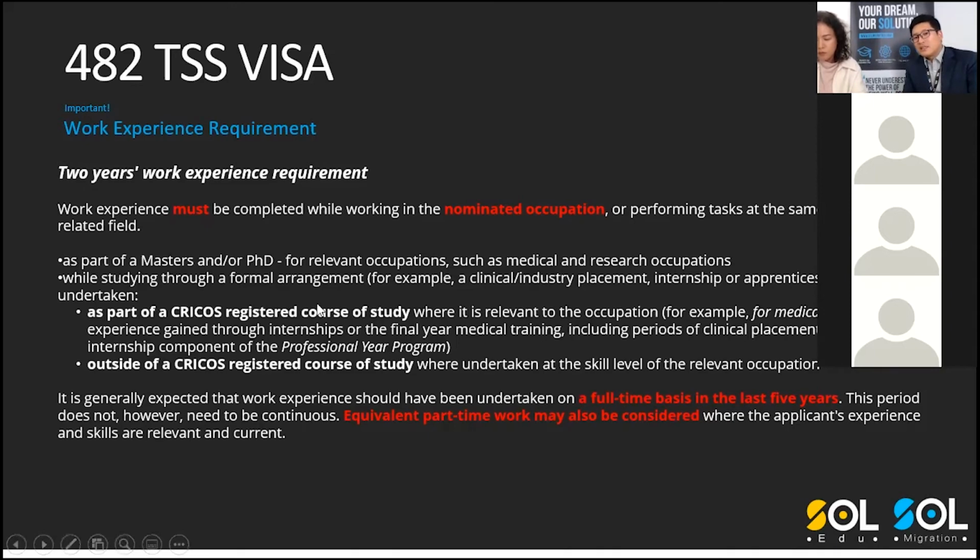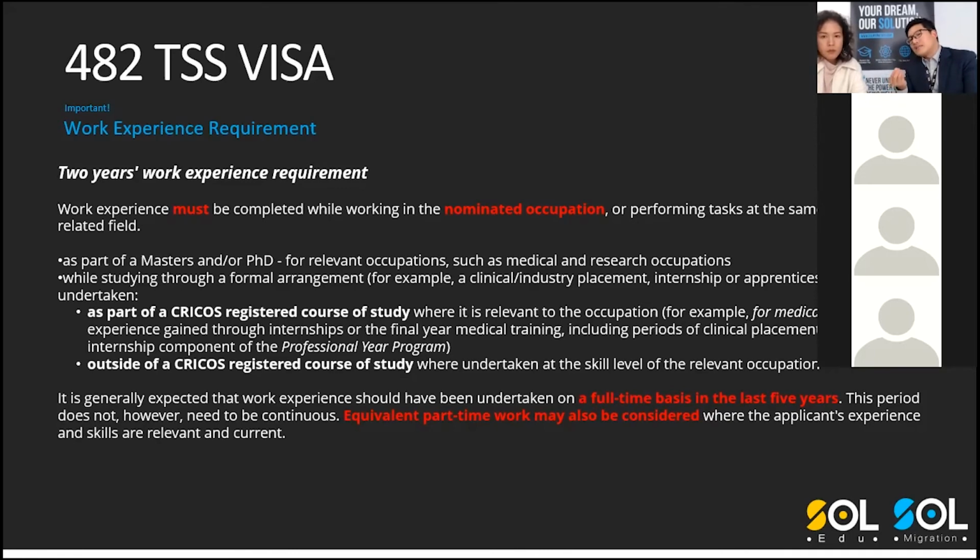But for the TSS visa, when you are counting, it must be on a full-time basis, so 38 hours. If you worked part-time during your study, you can still count it, but at 0.5, something like that. So 1 year of part-time experience is equivalent to maybe 6 months of full-time experience. They require at least 2 years within 5 years. So you must have 2 years of work experience to apply for the TSS visa, and these 2 years are on a full-time basis.